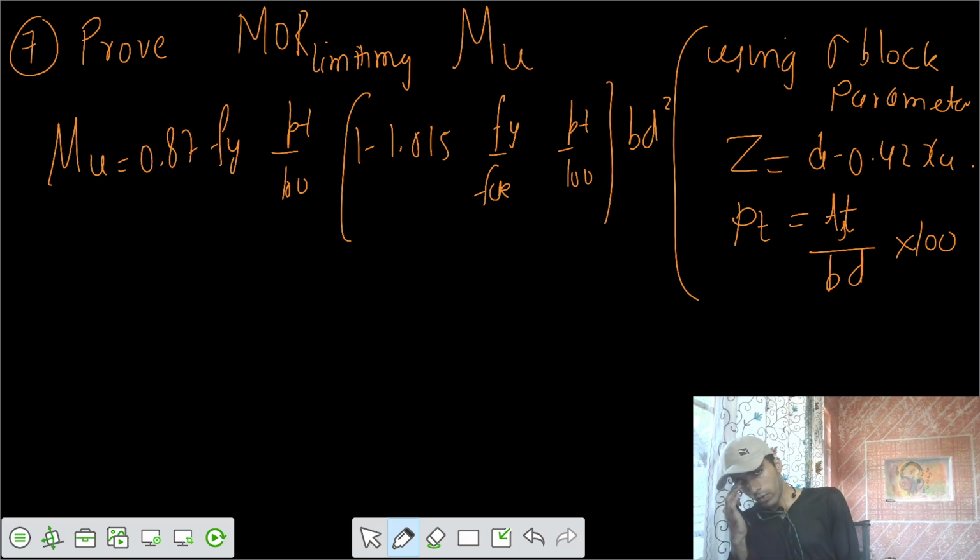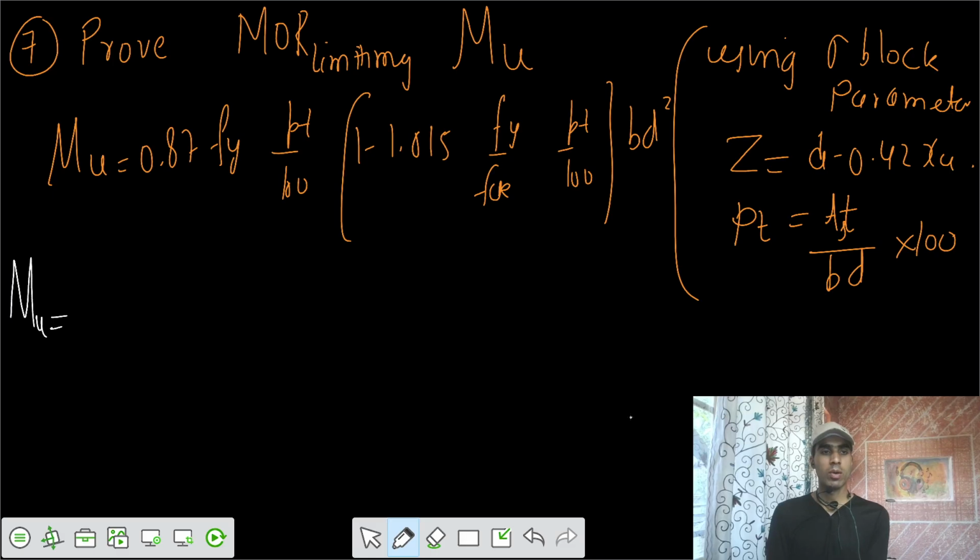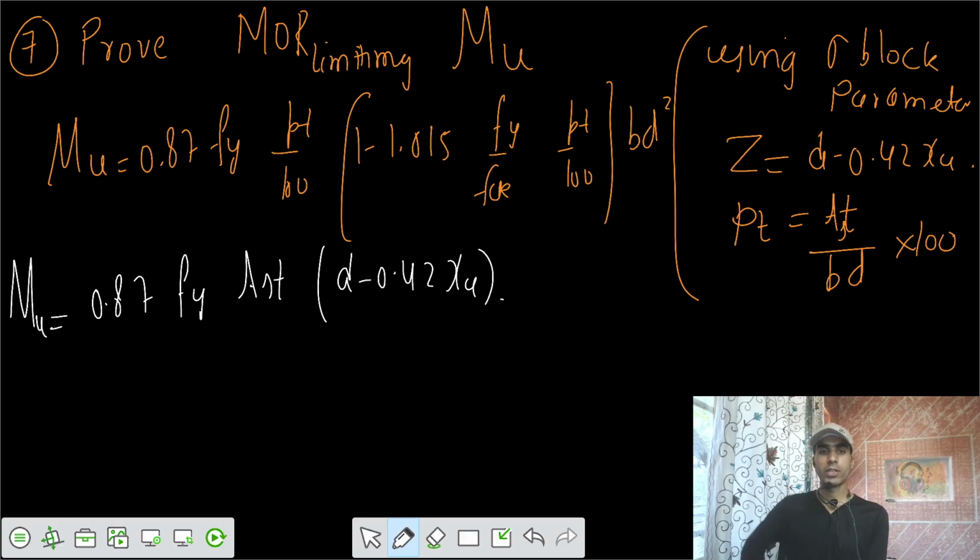I know one of the equations of moment of resistance corresponding to T into Z, tension force and Z. Do you know that equation? From the stress block equation, I would say moment of resistance Mu equals 0.87 fy Ast into d minus 0.42 xu. I know this equation. This is the equation I know based on the stress block parameters.